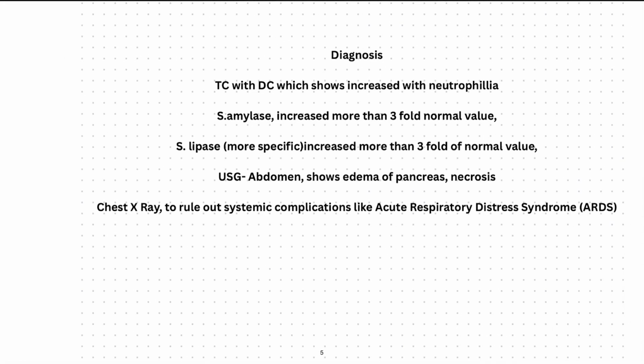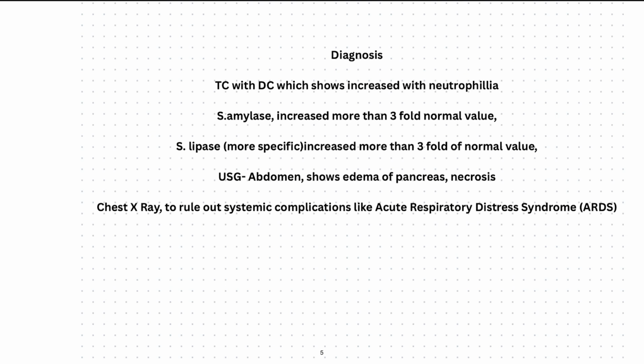Now we talk about the diagnosis of pancreatitis. We usually check for total count with differential count. We can see the increase in neutrophil amount. Serum amylase and serum lipase are increased, usually more than 3 folds of the normal value. We can do USG abdomen. We can see the edema and necrosis of the pancreas in the USG.